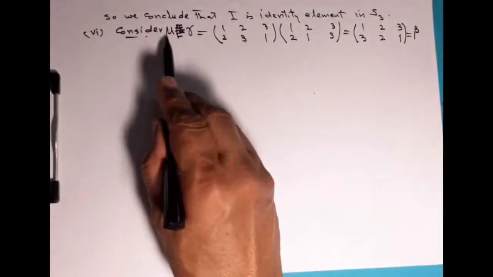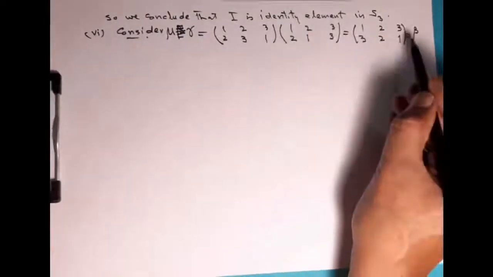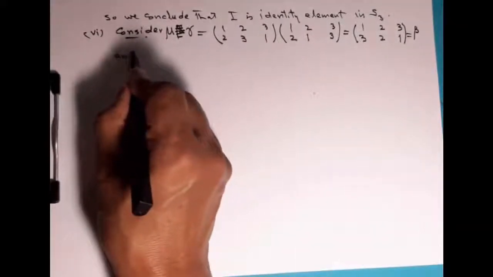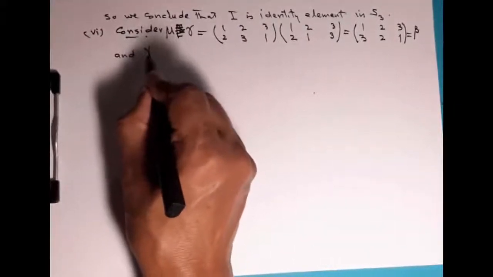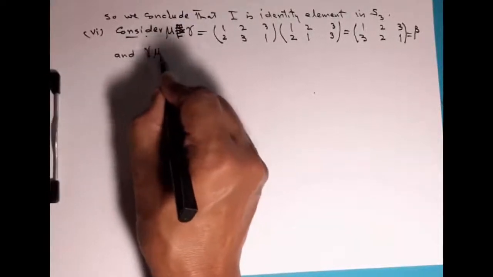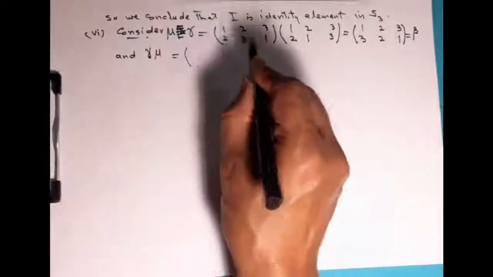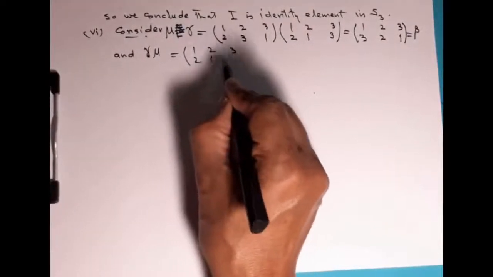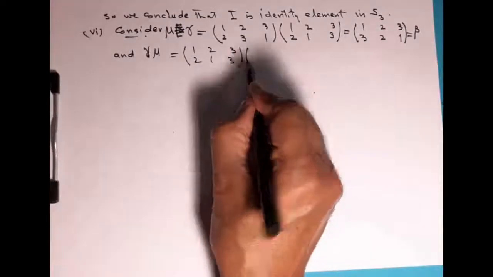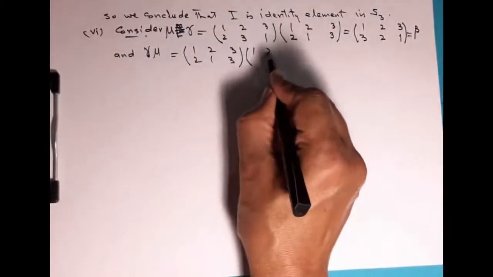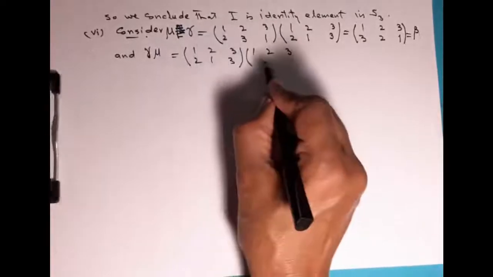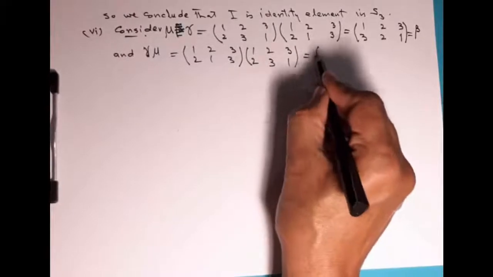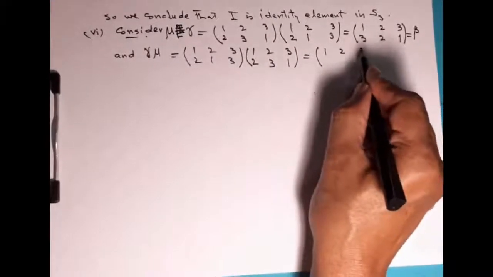So we composed mu with gamma and the result is equal to beta. And let's compose gamma with mu. Gamma mu. So gamma is 1, 2, 3, 2, 1, 3, and let's compose it with mu. 1, 2, 3. Mu is 2, 3, 1, and this is equal to 1, 2, 3.